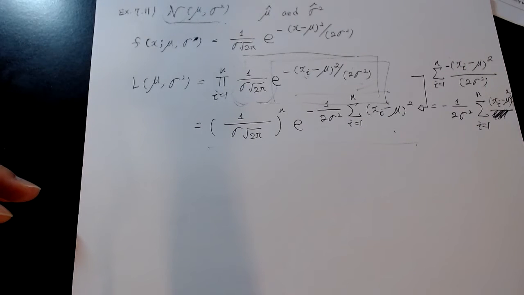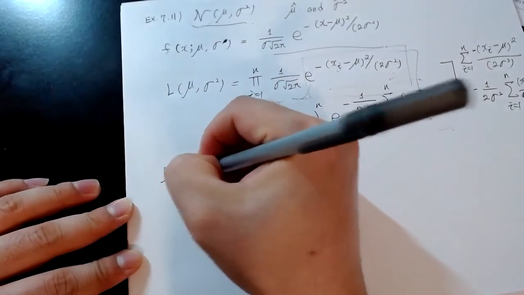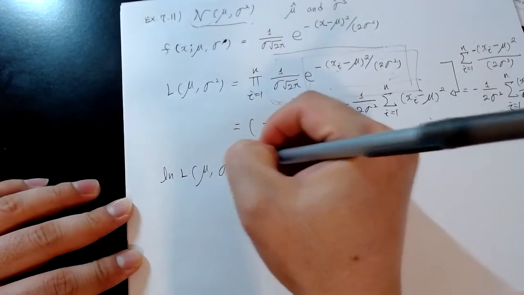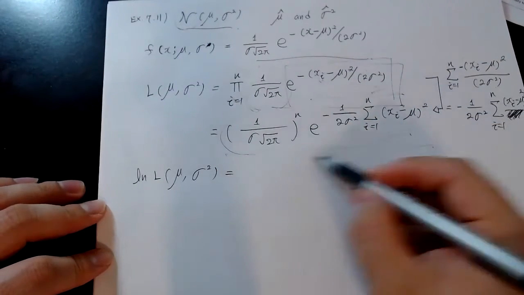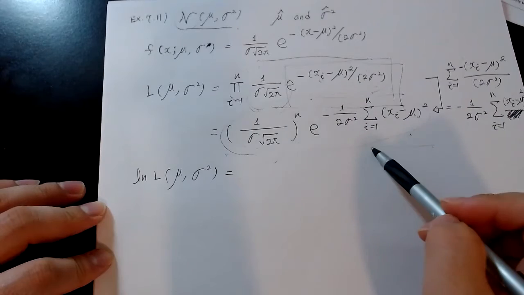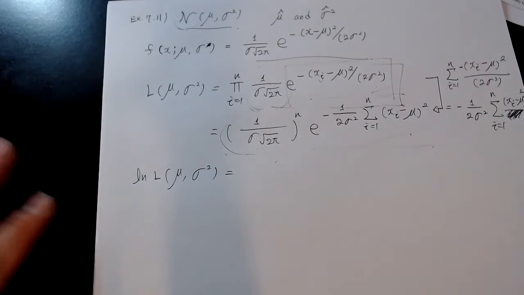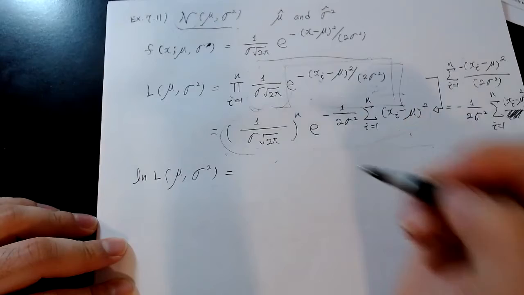So now the natural log L of mu, sigma square. We take the natural log of this one, and that fraction times the exponential term can be separated. So negative, by the way. Give me a second.